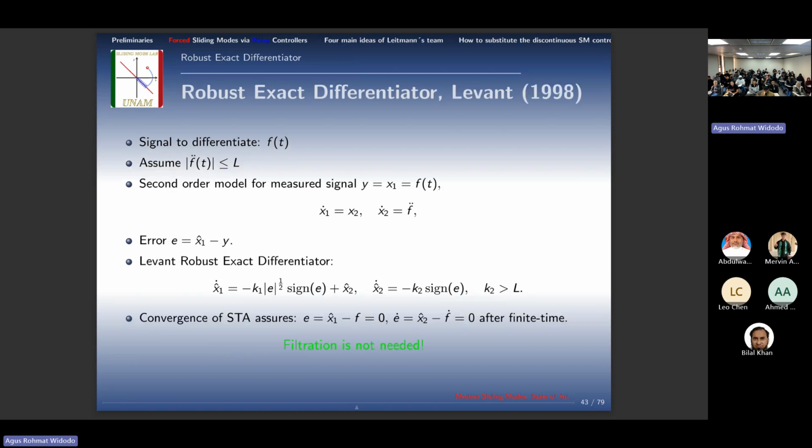Now, the same story, but you can suppose that the second derivative is bounded. If the second derivative is bounded, you can use the same PI, and you will reconstruct the derivative without perturbations. You will have theoretically exact value of the derivative without filtration.